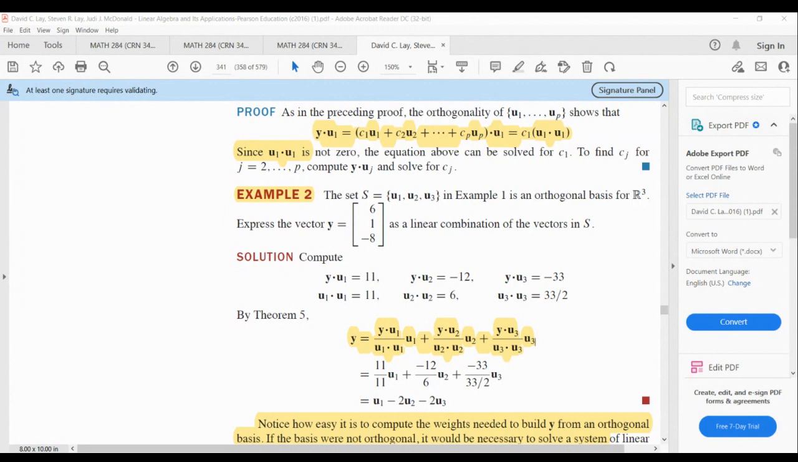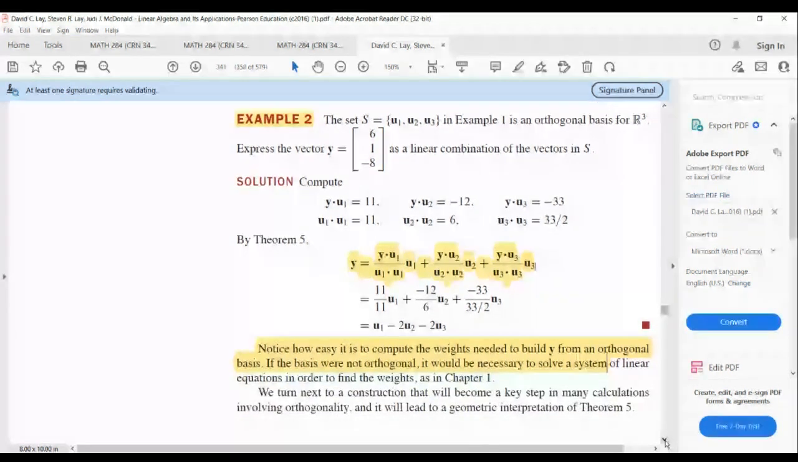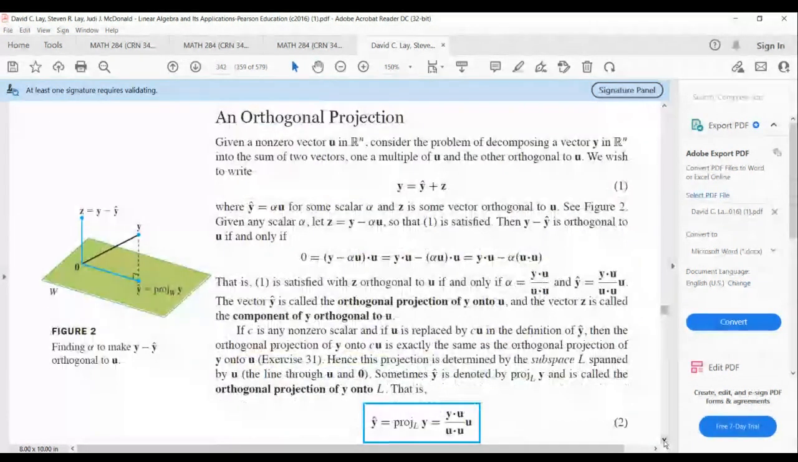So let's proceed on here. Let's proceed on in the book. Next, we have to talk about orthogonal projections.